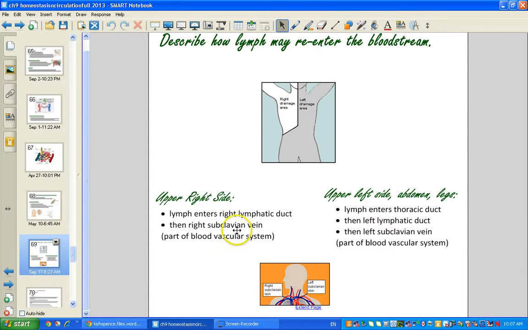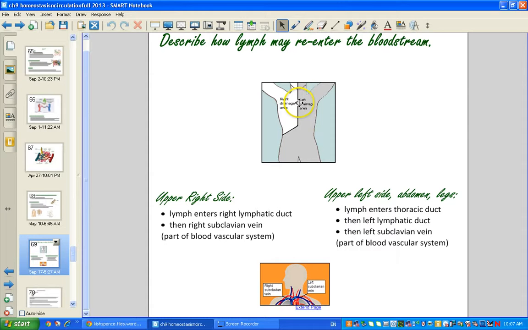Why is it called subclavian? So you know where your collarbone is? The proper biological term for it is the clavicle. So when they say subclavian, it means it runs underneath your clavicle, or underneath your collarbone. So the right subclavian vein is over here. The right lymphatic duct is going to drain into the right subclavian vein.